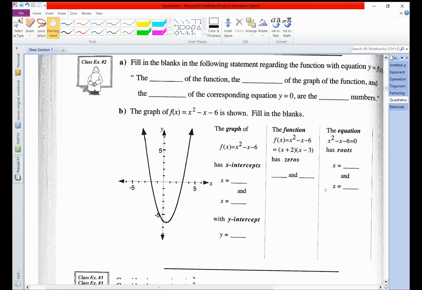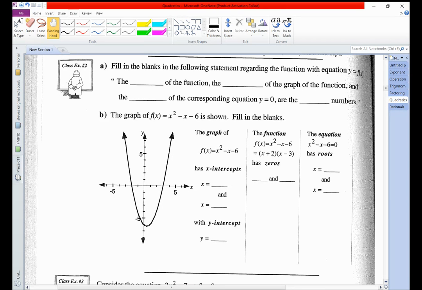Fill in the blanks in the following statement regarding the function with equation y is equal to f of x. So the zeros of the function, the x-intercepts of the graph of the function, and the roots of the corresponding equation y is equal to 0 are the same numbers.